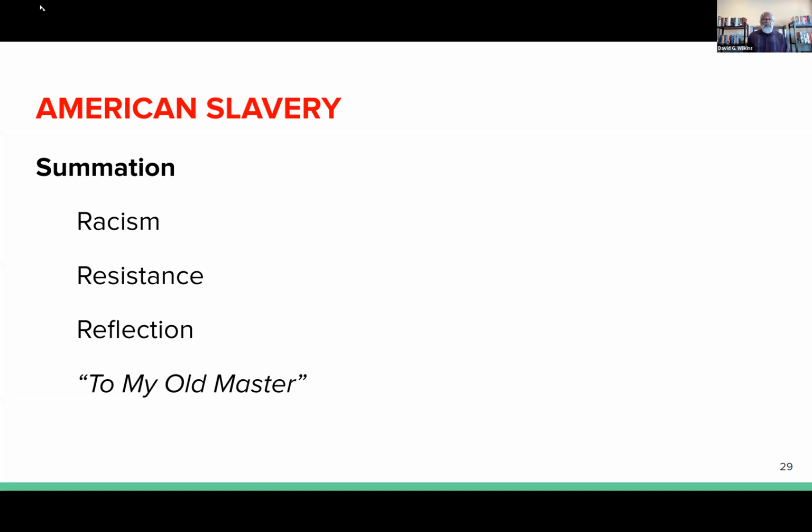One of the earliest claims for reparations, I would argue.